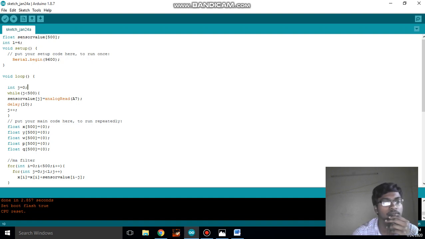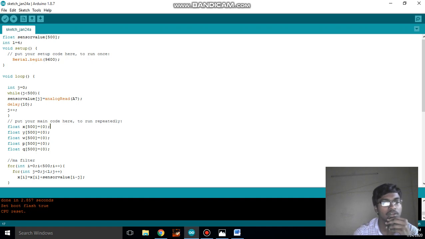This is the code to take the inputs. We will be connecting our sensor to the seventh analog port. We are taking readings into this sensor value array, and we will be taking a delay of 10 so that we can have a gap between two different sets of values. By this loop, we are taking the values and storing them in sensor value, and the number of values will be 500.